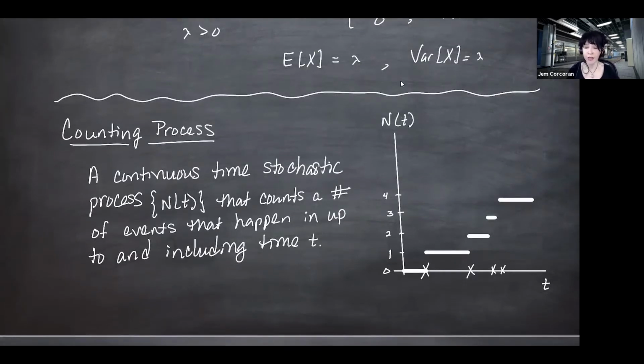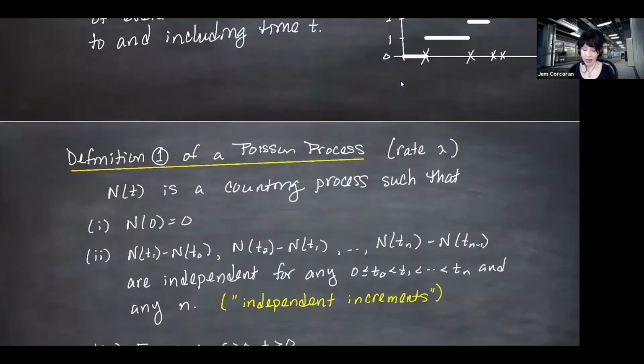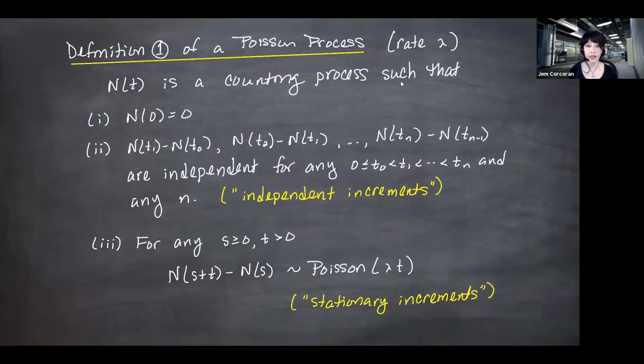But these X's that I drew down here, these are at some random times. They're of differing lengths. And at each time point, this process jumps up by 1. So that's a counting process. And then we had the definition of a Poisson process. I called this definition 1 because I have 3 definitions, and I think they're all going to be useful. I think you're going to care about all of them.